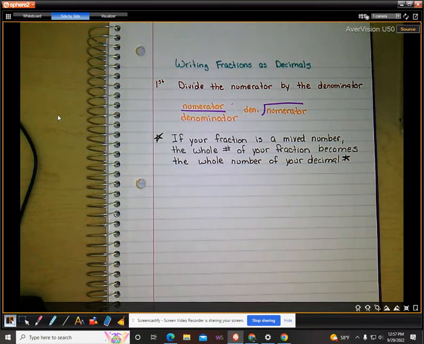Okay, so again, if your fraction is a mixed number, the whole number of your fraction becomes the whole number of your decimal. And that'll make sense as we do our examples.